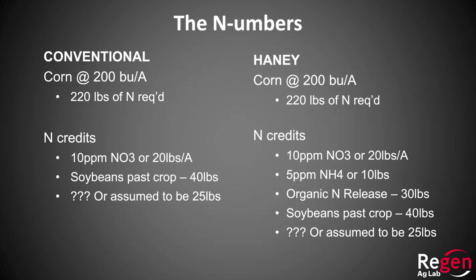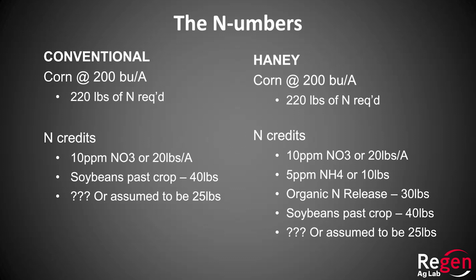So here's an example, and again, here's corn. I know, I'm sorry. I could do onions, but I don't know what it is. Here's the numbers. Conventional corn, if we say 200 bushel yield goal, 1.1 pounds of nitrogen per bushel, 220 pounds requirement. Pretty simple math. Throwing some numbers in there, here's 10 parts per million nitrate, 20 pounds. Soybeans, we give a past crop credit of 40. If we don't run subsoil, we assume it to be 25 pounds. I am not the person who came up with that. That was Dr. Ray Ward. He's one of the most brilliant soil scientists I've ever met, and if he says that's what it is, I trust him on it. 25 pounds.